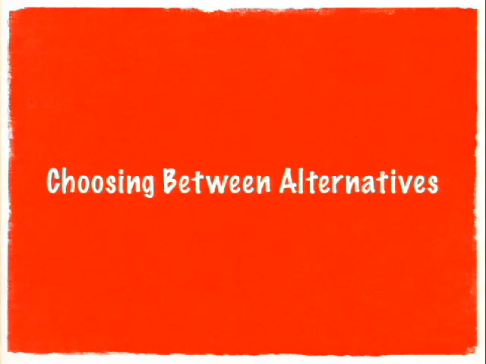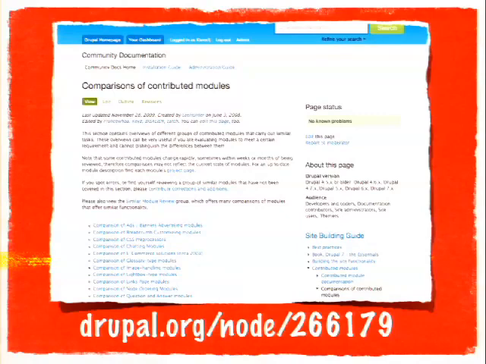Okay, so let's say we got this far and we found a couple of alternatives, and now we have to figure out which one. They both look good, code quality is good, they're widely used, they pass all those tests that we wanted to pass. How are we going to decide which one of them is actually the best for our purpose? So the first thing is there's this page right here, which is super helpful, and this is a Drupal.org page where they're starting a collection of comparisons of contributed modules, and there's a whole list of things.